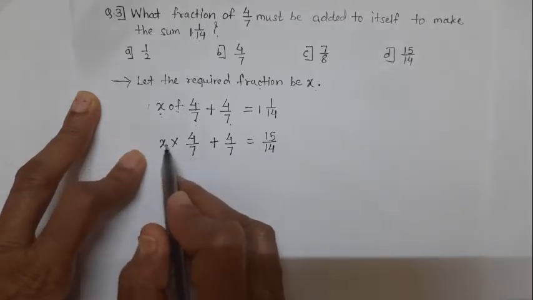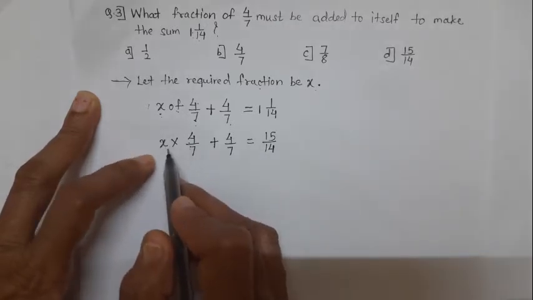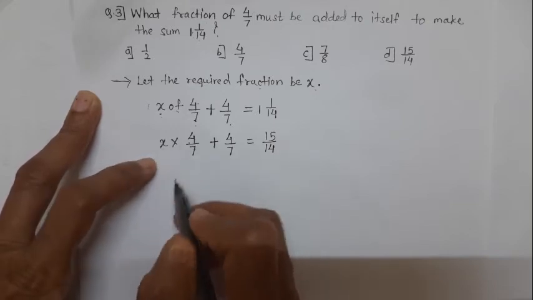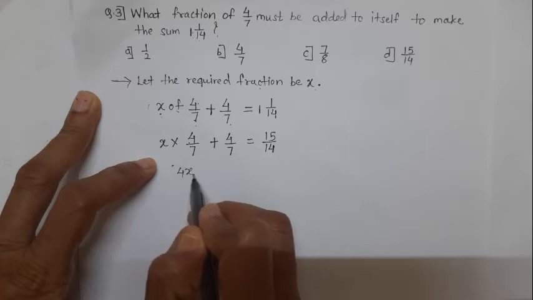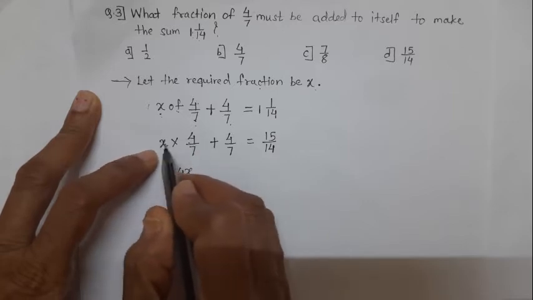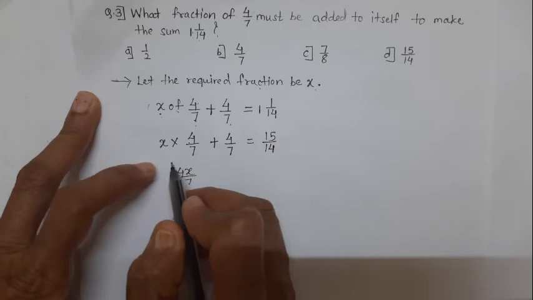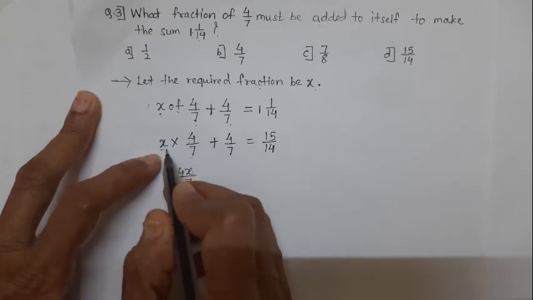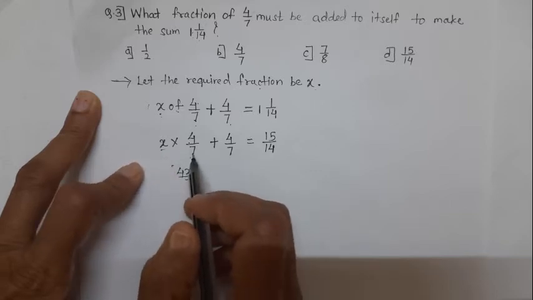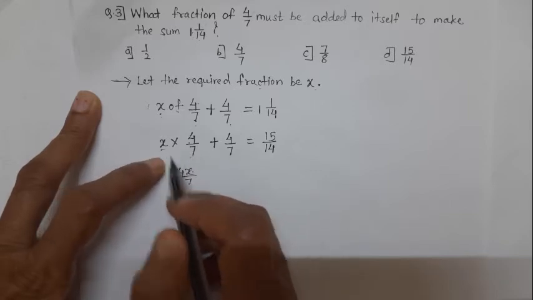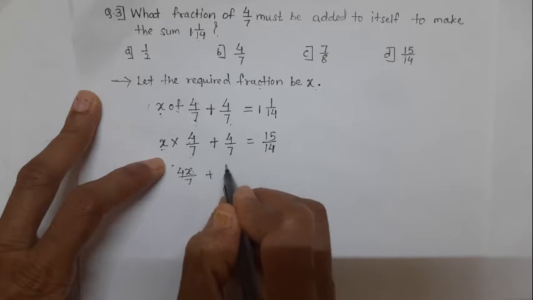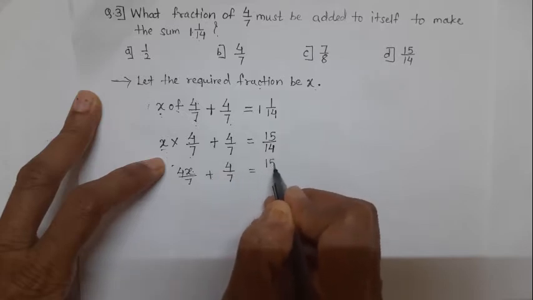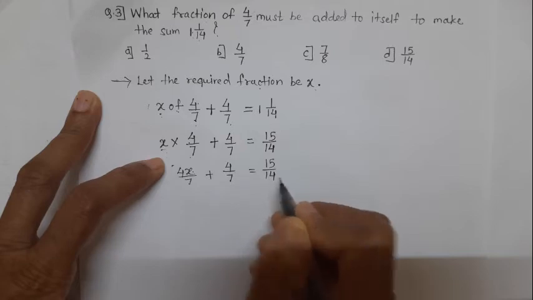Okay, now first let's multiply these. According to Boardmaster, what are we doing? We are multiplying first. So x into 4 upon 7 is 4x upon 7. Numerator and numerator are multiplied, and denominator and denominator are multiplied. x into 4 is 4x. Here, 4x has no denominator, which means 1. So 7 into 1 is 7. Plus 4 upon 7 is equal to 15 upon 40.